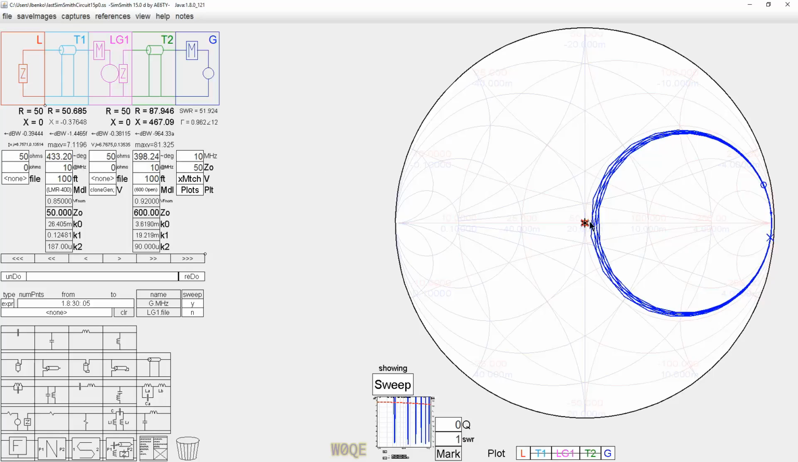Let's look at both of the plots here real quickly. So we're looking at the generator over here. We'll look at T1.